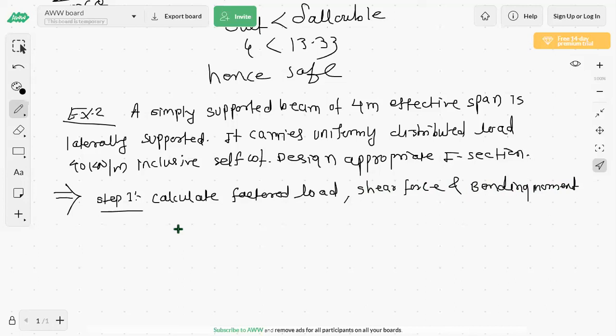Okay, so now factored load. So first we have to calculate factored load. So factored load is equal to WD. So how to calculate factored load? So service load into 1.5. So your service load is 40 into 1.5. So how much? 60 kilonewton per meter is your factored load, WD. 40 into 1.5 is 60.